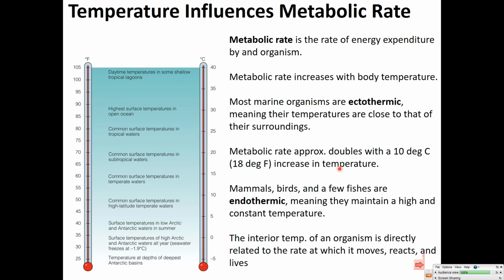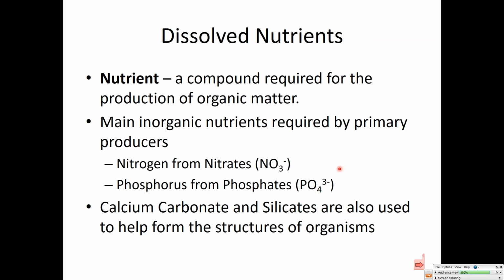Another physical factor that can be a limiting factor is dissolved nutrients, right? A nutrient is a compound that's required in the production of organic matter for primary productivity or just for biological processes for other organisms like ourselves. The primary nutrients in the ocean for primary productivity are nitrogen from nitrates, and phosphorus from phosphates. Does anyone garden? No? Usually, if you look at your fertilizer, it'll have three numbers. The first number is the amount of nitrates, the second number is the amount of phosphates, and the third number is the amount of dissolvable potassium in what's called potash. Those are three essential nutrients for photosynthesis. And that's why you fertilize your plants with fertilizer, nutrients.